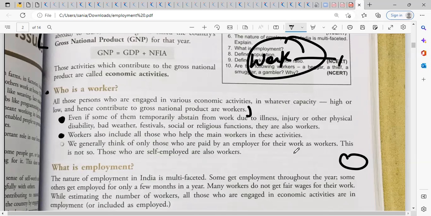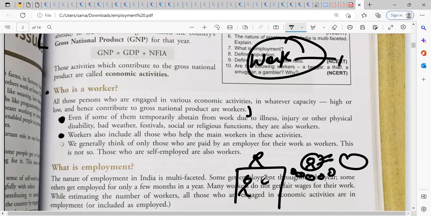Similarly, for example, I am the head, I am not working, but I am helping others to work. Does that mean I am not a worker? No, I am still a worker. For example, this is a company and he is the owner. Of course, the owner won't be working, the employees will be working, so is he not a worker? No, he is also a worker. So the worker also includes those who help the main worker.